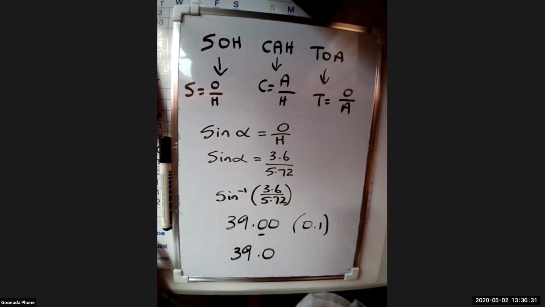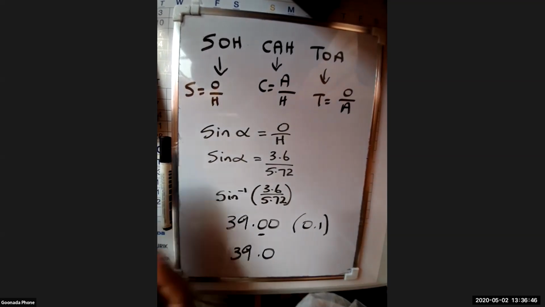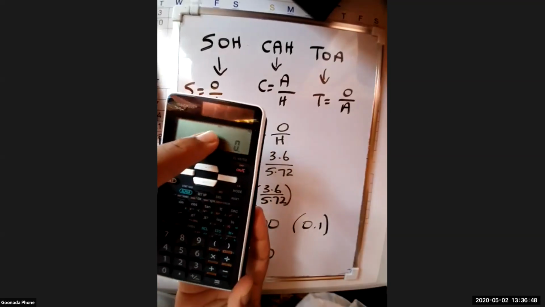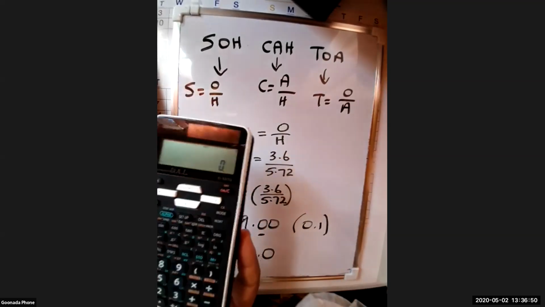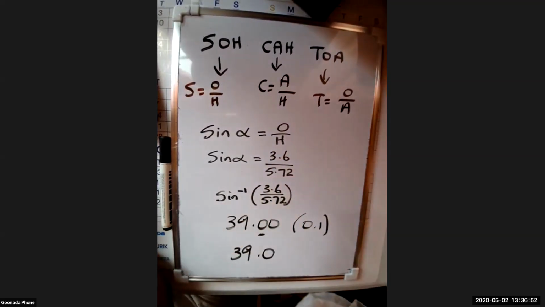What answer are you getting? I get 0.68. Okay, is your calculator on degrees, radians, or gradient? You're supposed to see DEG. Are you saying DEG? No. What are you saying? RAD. Right, that's why your answer is incorrect.